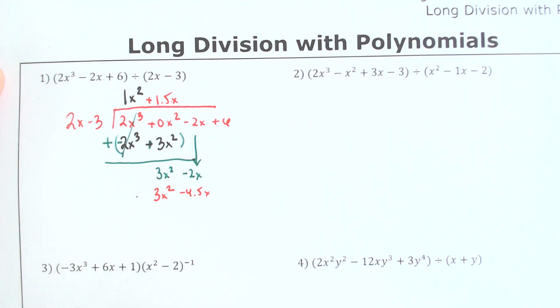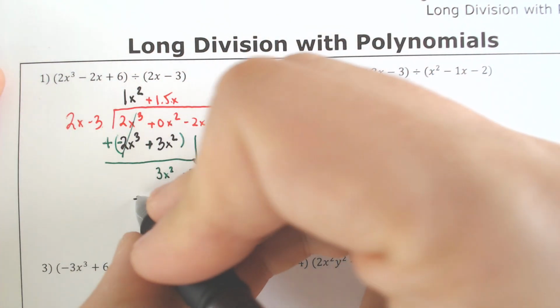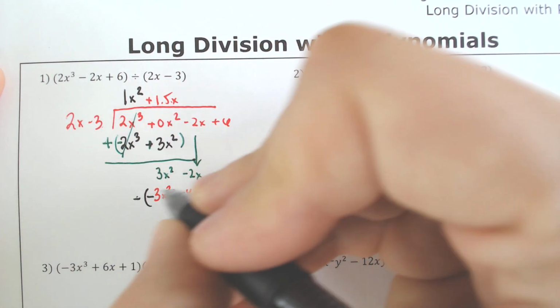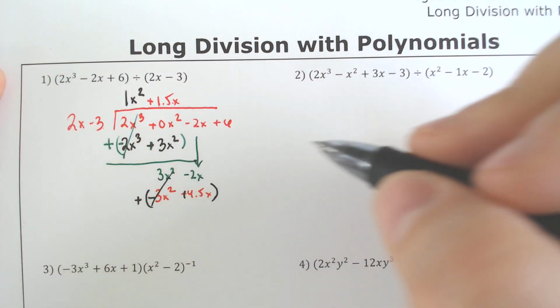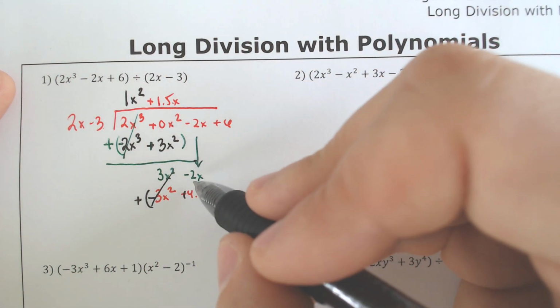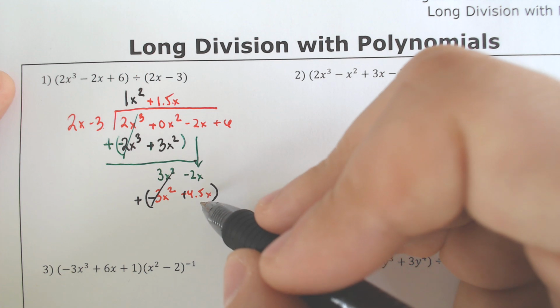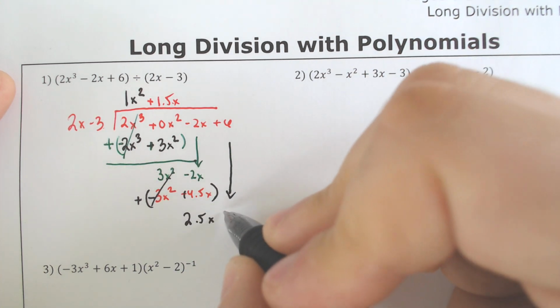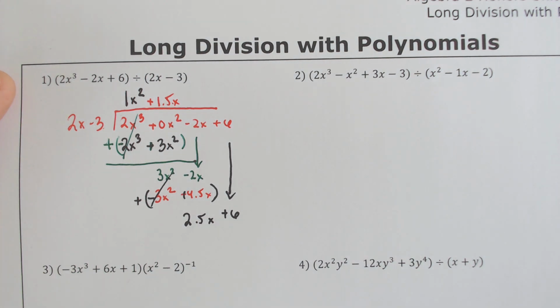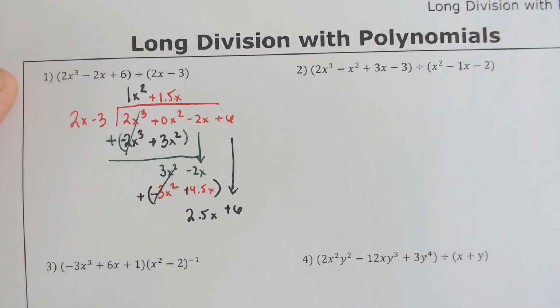Distribute your negative. Change the sign of both of these guys. Change the sign, add straight down. First term cancels every single time if you've done it correctly. 2x, negative 2x, and 4.5x makes 2.5x. Bring down your 6, plus 6. Start the whole process over again.